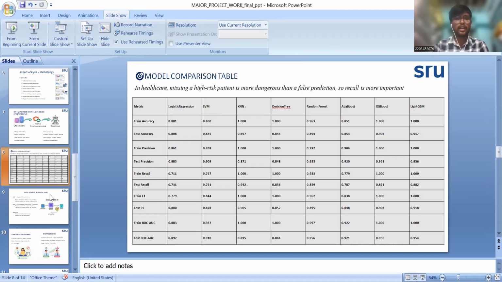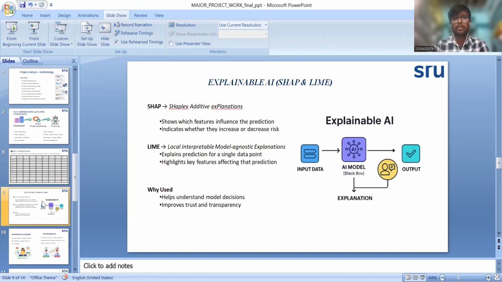Next, coming to explainable AI, LIME and SHAP. SHAP is Shapley Additive Explanations. What SHAP does is show which features influence the prediction and indicate whether they increase or decrease the risk. And LIME, that is Local Interpretable Model-agnostic Explanations, explains the prediction for a single data point and highlights the key features affecting the prediction. Why we have used this: it helps us understand which features influence decision making, which develops trust and transparency among the users.